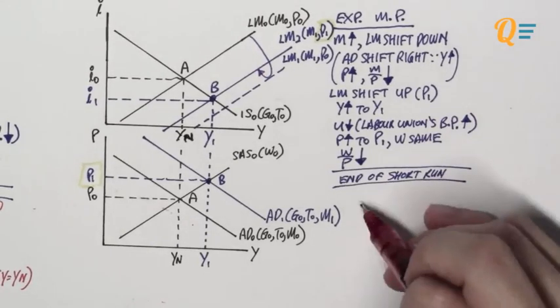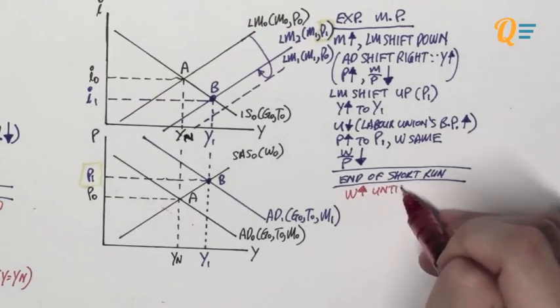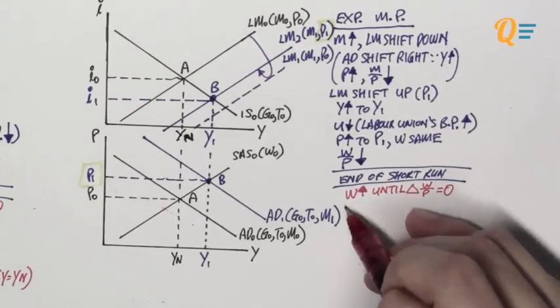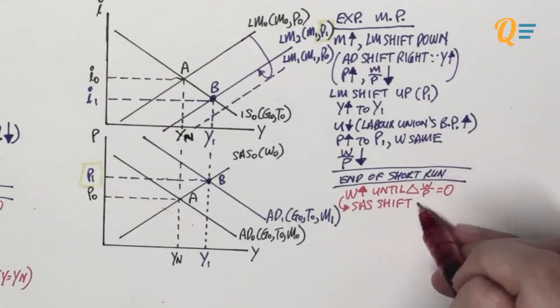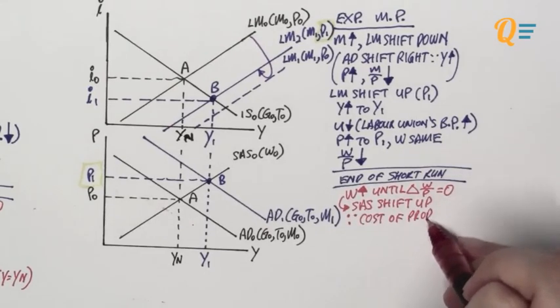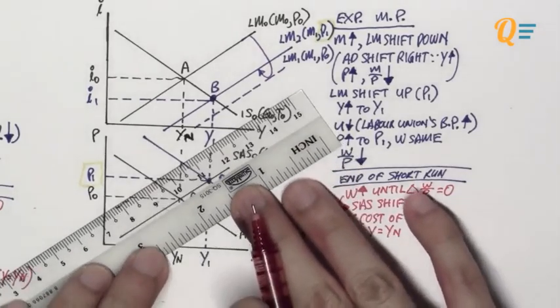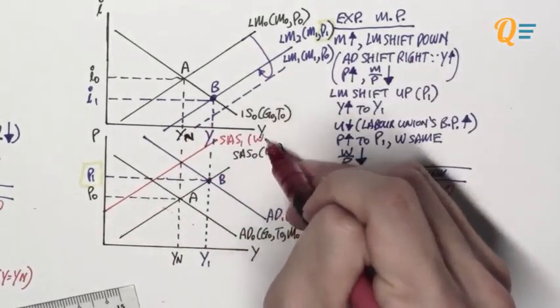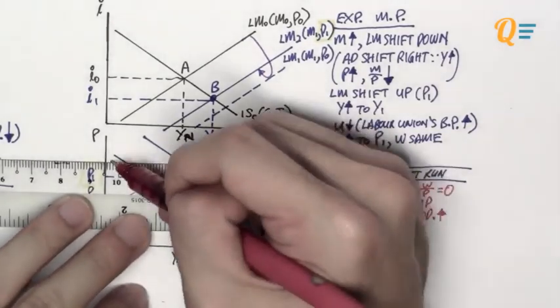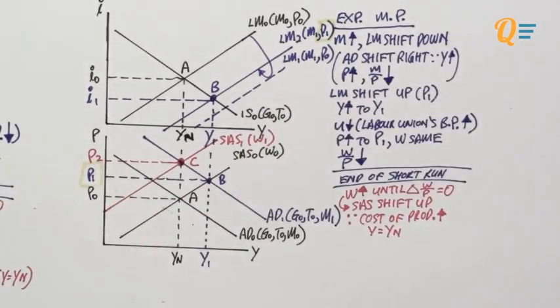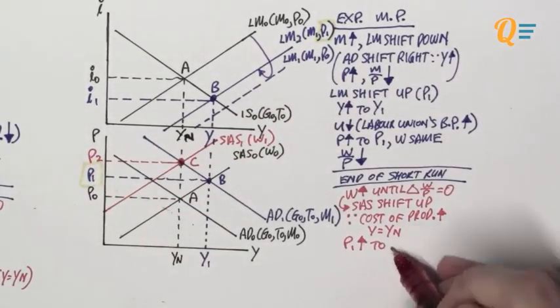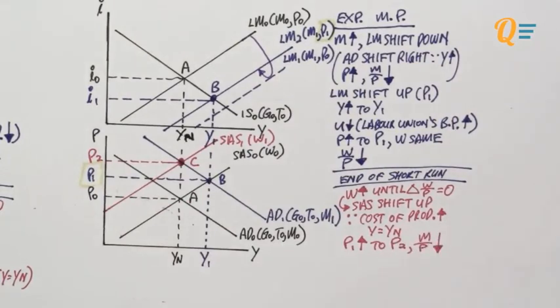Now, moving on to the long run, your nominal wages are going to increase until the real wages go back to their original level. So the SRAS curve is now going to shift up because of an increase in the cost of production. And the SRAS is going to shift up until you achieve the natural rate of output in the AD-AS model. So that's given in point C, and you have a higher price level of P2.